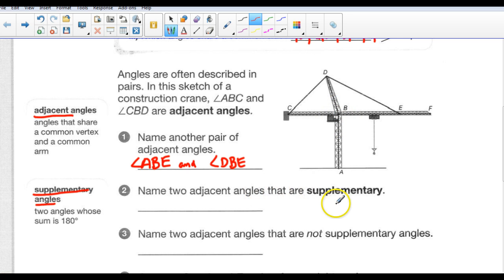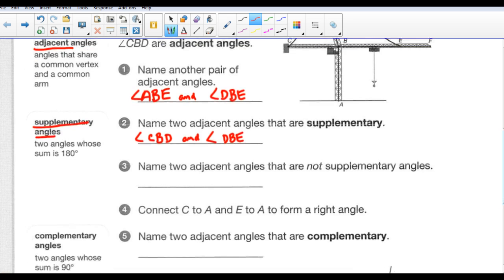Name two adjacent angles that are supplementary. We know the word supplementary means it adds up to 180 degrees. So the only angles I can see that have a straight line in them would be this. There's our straight line there, so it would probably be this angle here, CBD and DBE. So we could say that angle CBD and angle DBE are supplementary because they share a straight line, 180 degrees.